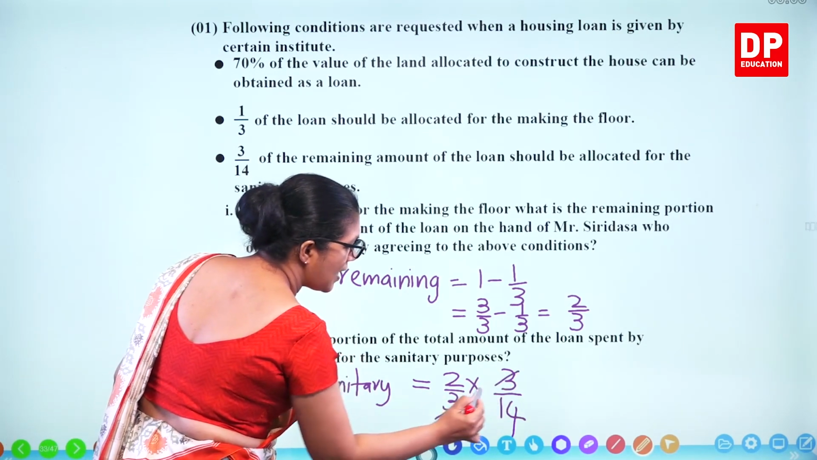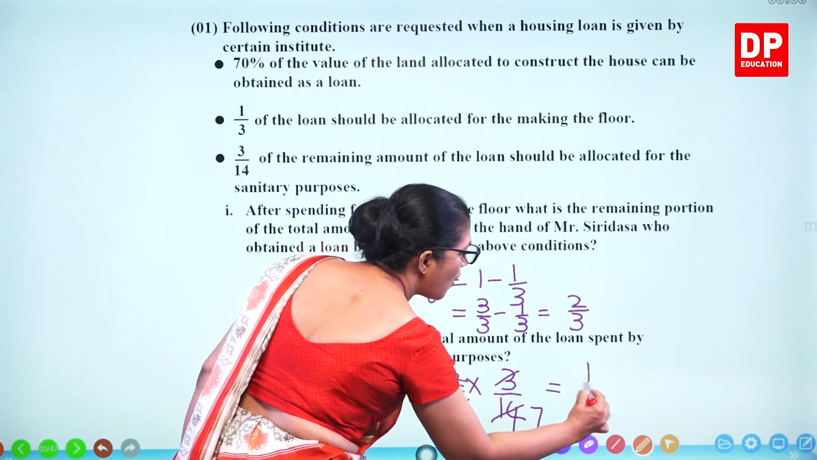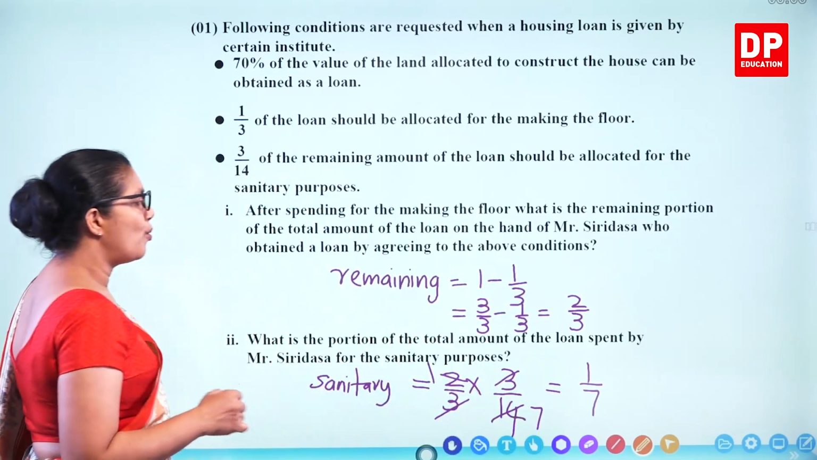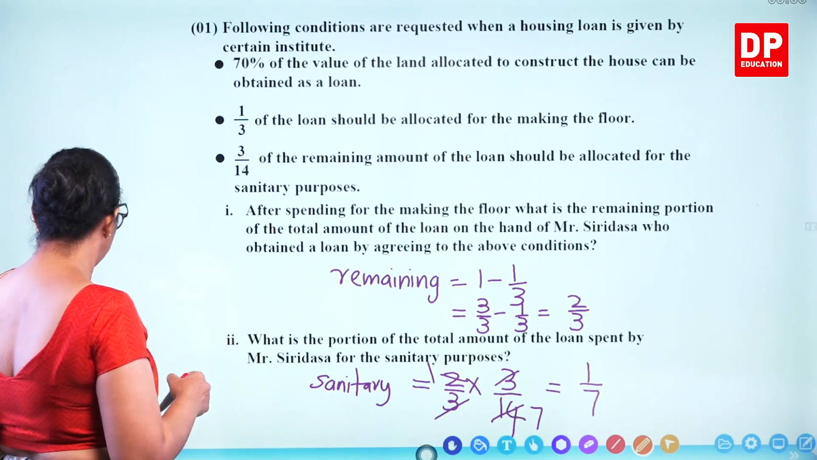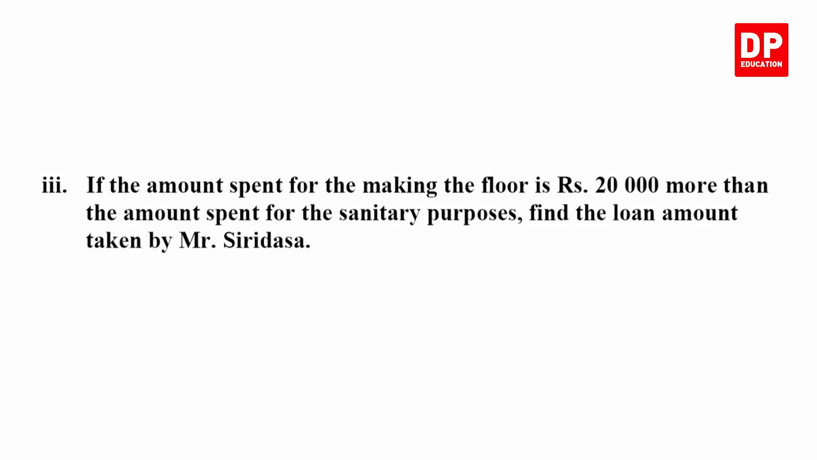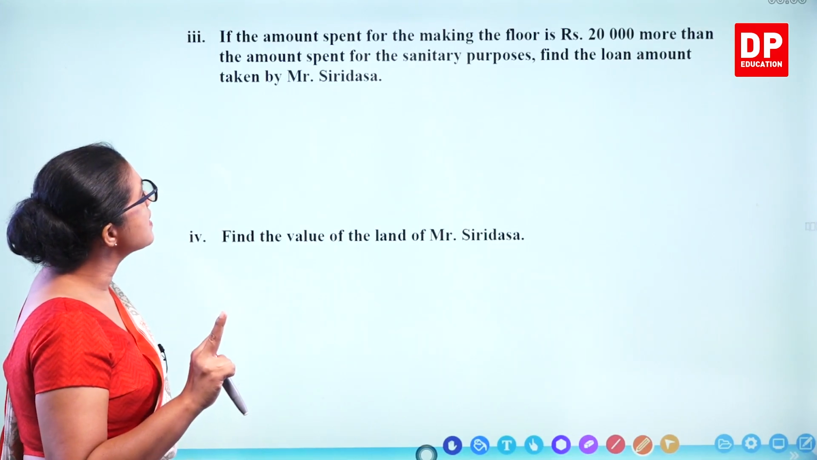So 3 get cancelled out, 2 and 1, 2 and 7. So you get 1/7 from the whole thing. Now we'll look at the third part. If the amount spent for making the flow is 20,000 more than the amount spent for the sanitary purposes, find the loan amount taken by Mr. Siridas. So we have to find out the difference.